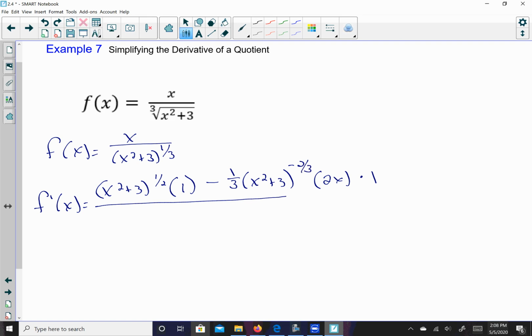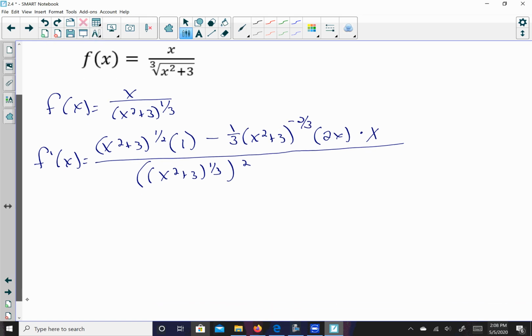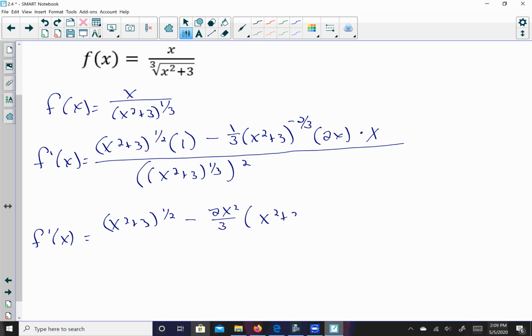And this is all over. Oh no, oh my bad. I leave that alone, that's x. I put this all over x squared plus 3 to the 1/3 power, but I'm squaring that. Okie dokie. So here, I'm going to have x squared plus 3 to the 1/2 power minus, when I multiply all this, I get negative 2x squared over 3, and then this is times x squared plus 3 to the negative 2/3 power, and this is all over x squared plus 3. Raising a power to a power, I multiply and I get 2/3.